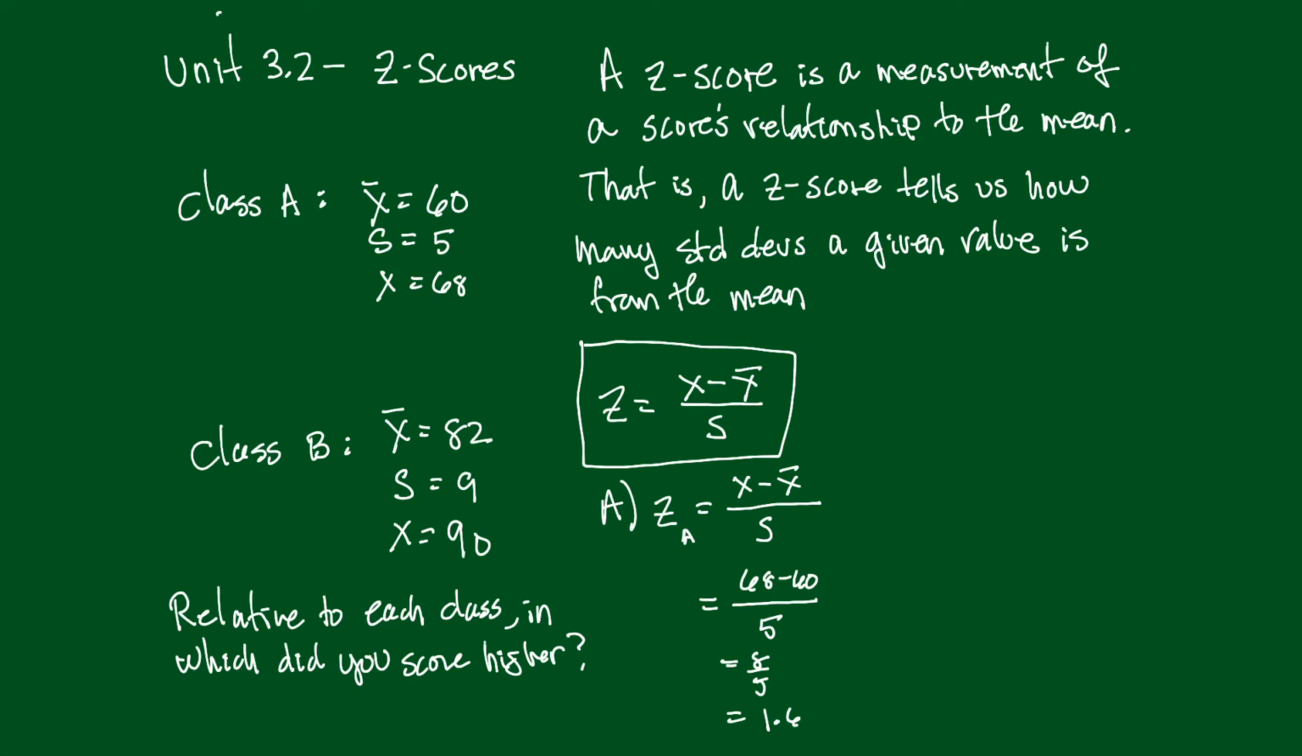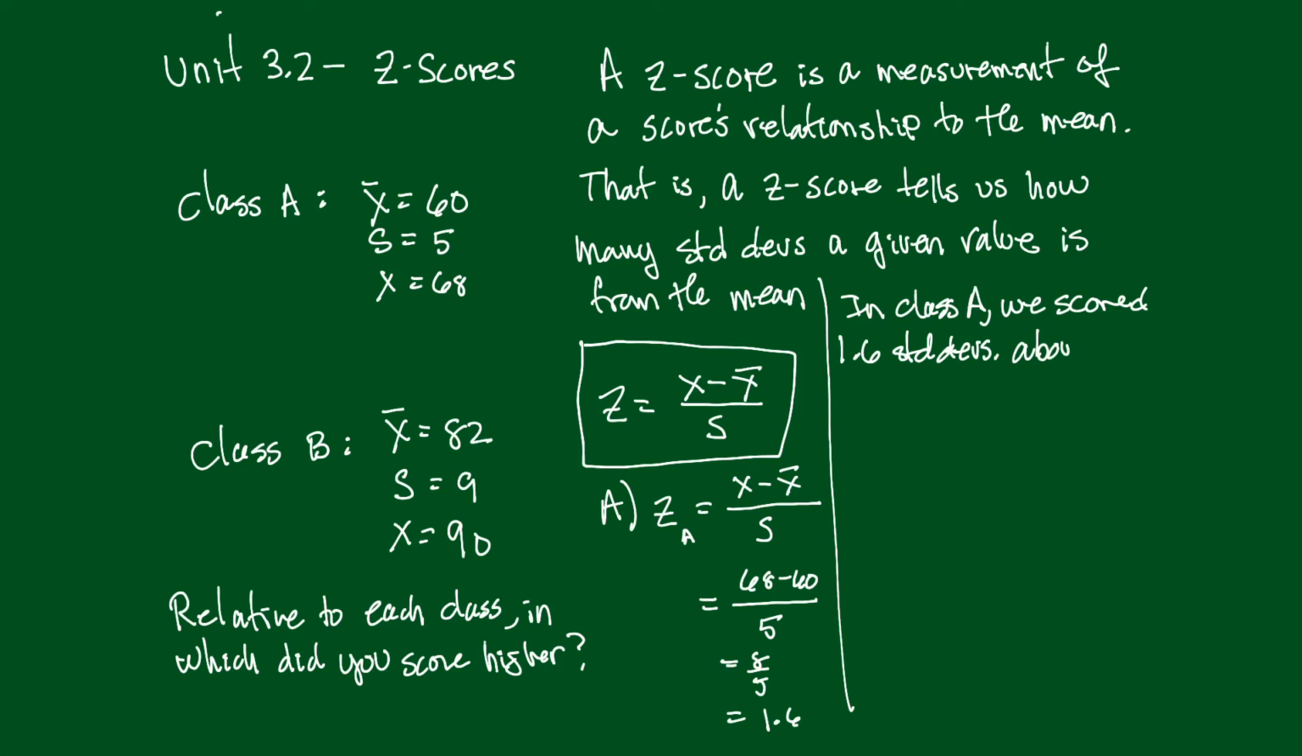Now, that tells me this. In Class A, we scored 1.6 standard deviations above the mean. So we scored above the mean. How far? 1.6 standard deviations.